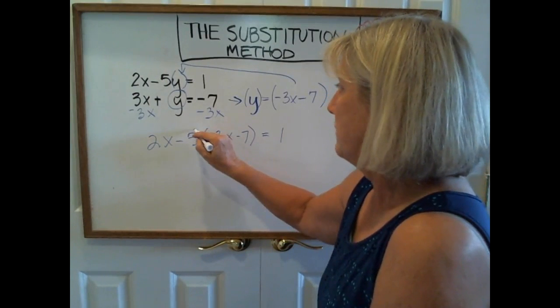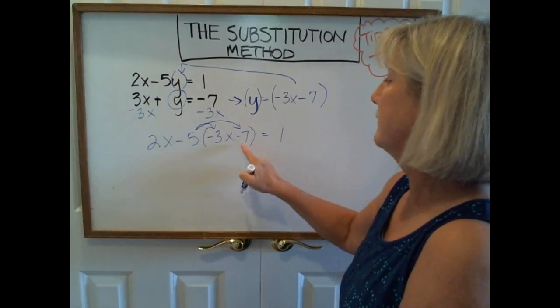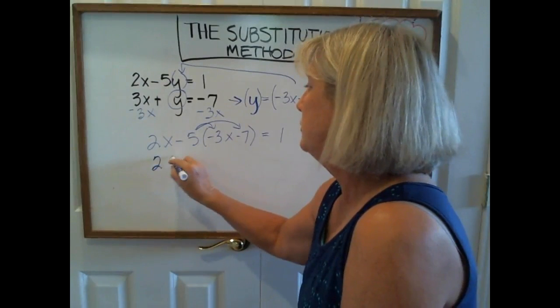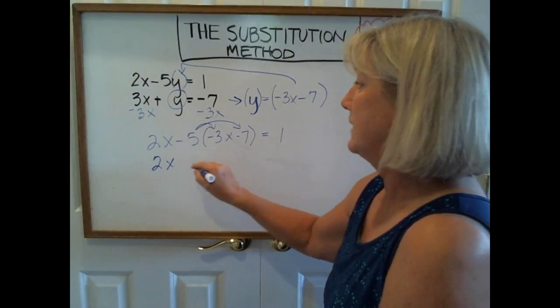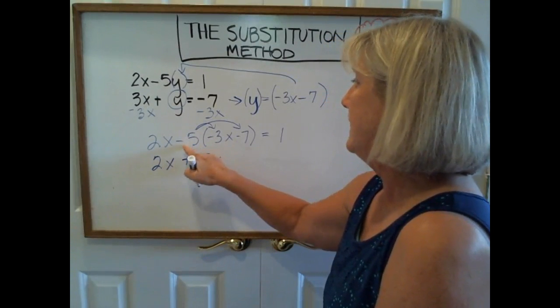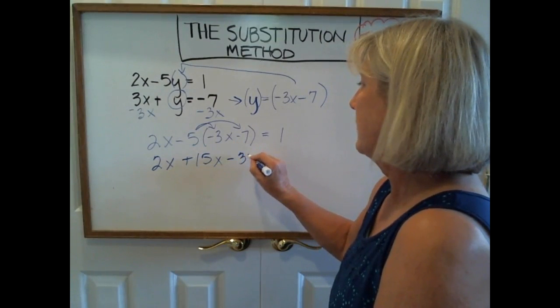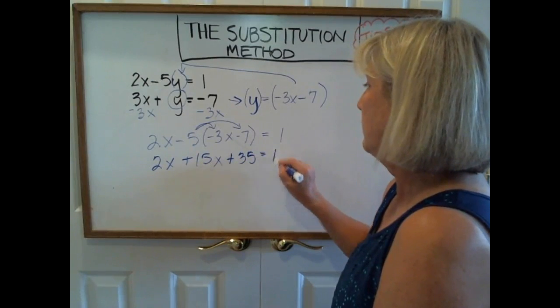So the first thing we're going to do is use the distributive property. One of the most common mistakes is to forget to distribute to the second variable right there. So I'm going to go 2x, and then it's negative 5 times negative 3x, which is positive 15x, and then negative 5 times negative 7, which is positive 35, and that will equal 1.